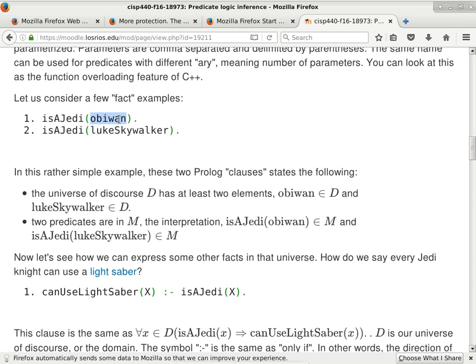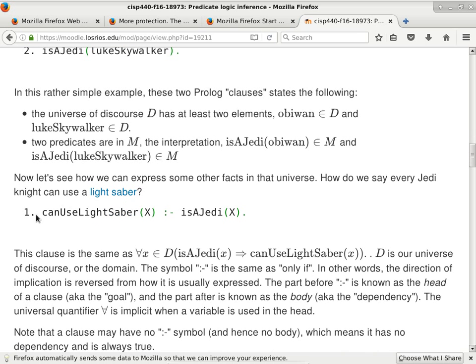Okay, let me show you what the general rule looks like. Okay, this is something that we have seen before. So when we look at this particular clause in Prolog, it's basically reading backwards. You have to read backwards. It means is a Jedi X implies can use lightsaber X. Okay, so you read it backwards.